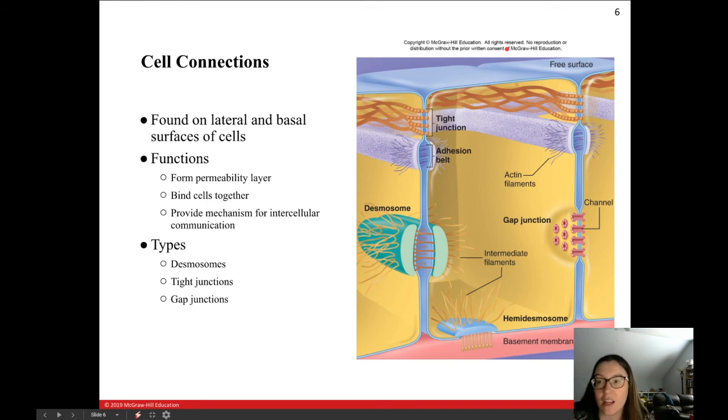So the three main types of cell surface cell connections are going to be desmosomes, which are these guys here, and a hemidesmosome, we'll talk about that, which is like a modification of a desmosome. Then we have tight junctions, and along with the tight junction, I'm going to talk about the adhesion belt, which is under the tight junction. And then finally, we have gap junctions over here. This picture is not from your book, but I do like it. It's a little bit more colorful than your book, and it also shows the adhesion belt.